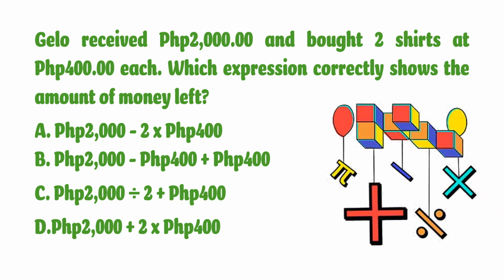C. 2,000 pesos divided by 2 plus 400 pesos. D. 2,000 pesos plus 2 times 400 pesos. Analyze first before answering.